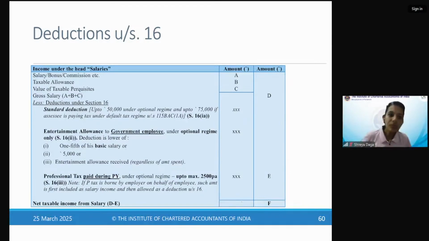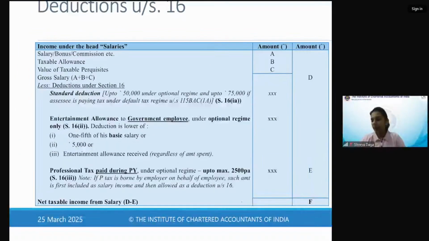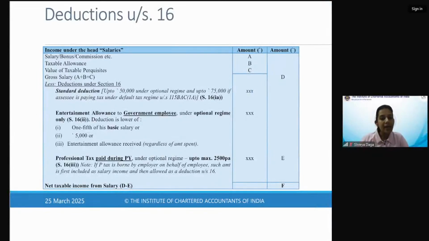So in the bigger picture, where does everything fall? You calculate different components of salary, like you can see on the screen. You calculate bonus, DA, taxable allowances, taxable perquisites, and you arrive at gross salary. From that, you reduce the deductions under section 16, totaling to point E. Then you derive net taxable salary, which is D minus E equal to F. This is the pro forma. Now, how do you calculate E? How do you calculate the deductions?